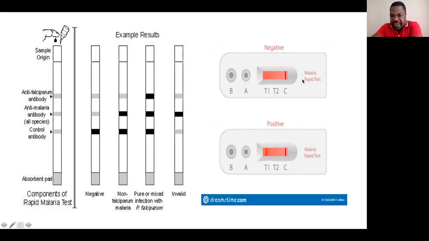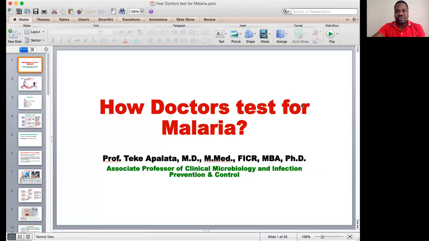You can also see here, you put your specimen here, you put the buffer, then it progresses. You have test 1 and test 2, and they are all negative. Only the control worked, so you report this as negative. But in this one, you can see the initial test worked, it's positive. The second one is negative, and the control is positive. So this is a malaria positive. Now, this T1 can be Plasmodium falciparum, and the T2 is another species. So this is how you make the diagnosis of malaria.